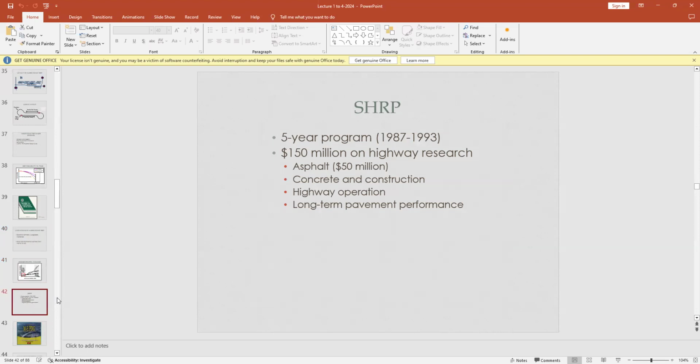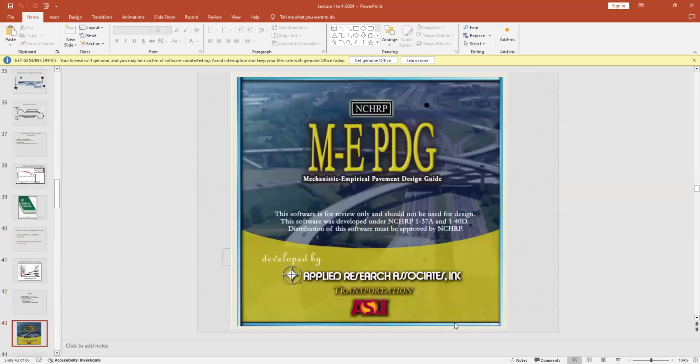Then came the Strategic Highway Research Program. I'm sorry, I said 1997, it was 1987. They spent 150 million, including 50 million expenditure for asphalt. They did concrete and construction, highway operation, and long-term pavement performance. They evaluated that, and they came up with the mechanistic-empirical pavement design guide.